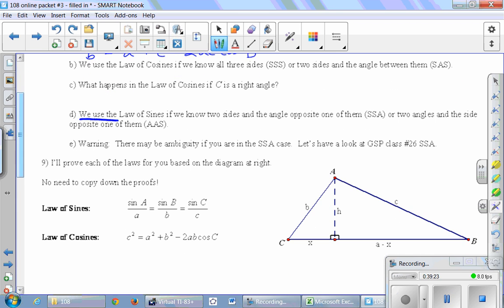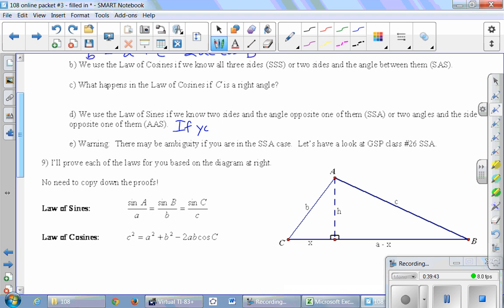So then I guess what I'll say, it's written here. Yeah, here in part D, we use the law of sines if we know two sides and the angle opposite one of them, side, side, angle, or two angles and the side opposite one of them, angle, angle, side. I guess I'll write down, well, I don't have that memorized. Here's what I have memorized. If you have a side angle pair, then you can use the law of sines.